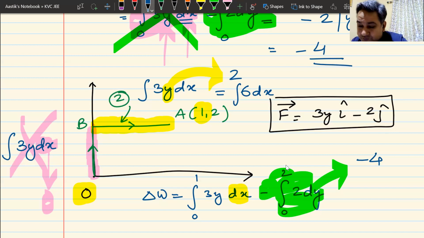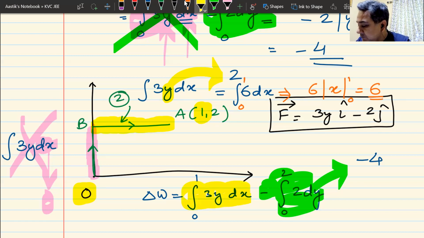X is changing. From where to where is X changing? X is changing from the limits we already know, from 0 to 1. Yes. We just calculate this integral. This is the simplest integral in the entire universe. The value of this integral is simply 6 multiplied by x, where x varies from 0 to 1. The answer is 6 from here, minus 4 from there. Your answer finally becomes 2. And that is how you calculate this using path.